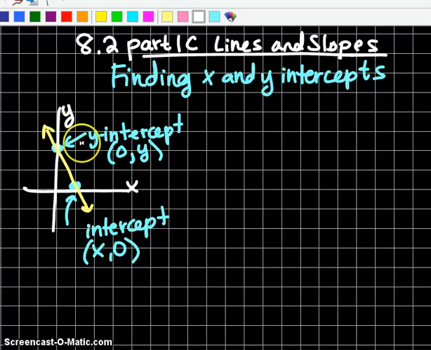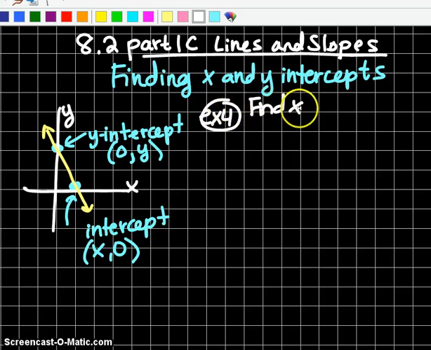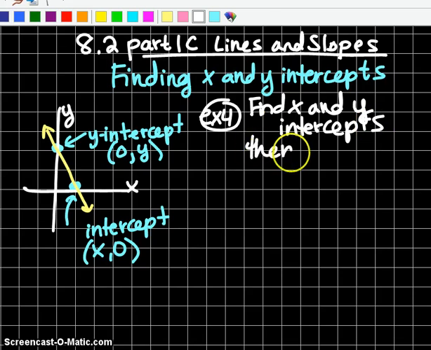Our last objective for 8.2 part 1 is to find x and y intercepts, and this brings us back to something we talked about in the first video. You may remember we talked about a y-intercept and an x-intercept, and they look like this on our graph. So for our last example today, we're going to find x and y intercepts, and then we're going to graph an equation using those. And finding the x and y intercepts is one method of graphing. We're going to learn about 3 methods of graphing total between 8.2 and 8.3.